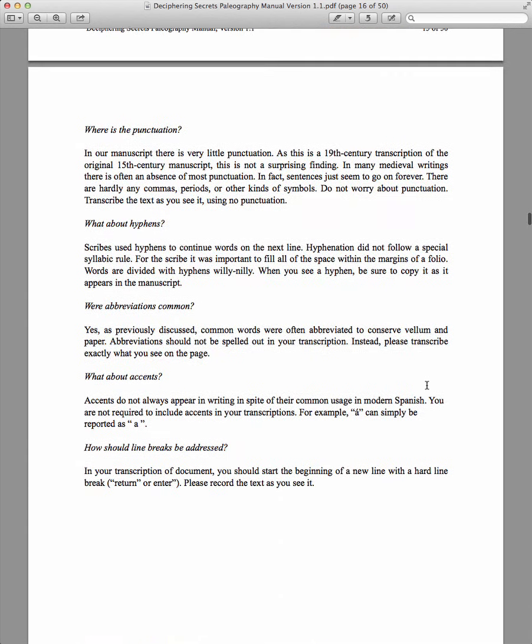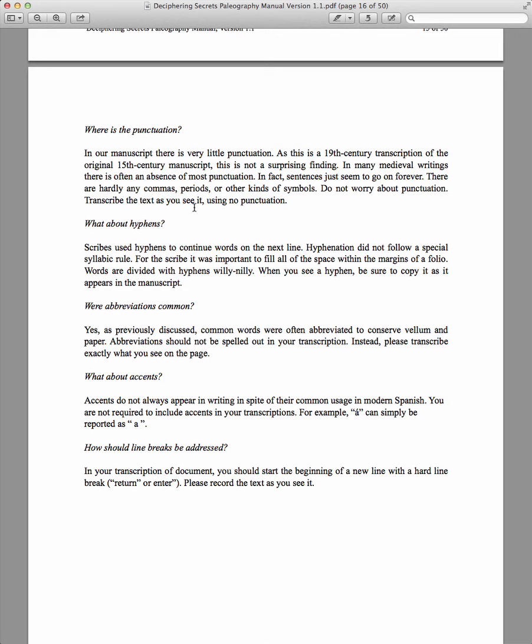Some other considerations. Where's the punctuation in this document? Well, what we find is there's very few pieces of punctuation in the original 15th century manuscript, and thus it's not going to appear in the 19th century transcription we're working with. We do not see a lot of punctuation in medieval documents. In essence, a lot of times it seems like sentences run on forever and ever.